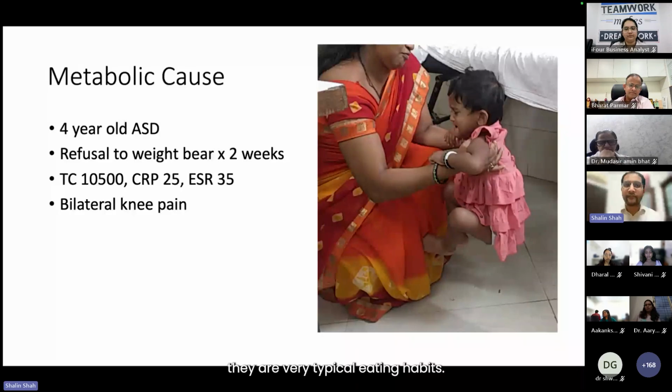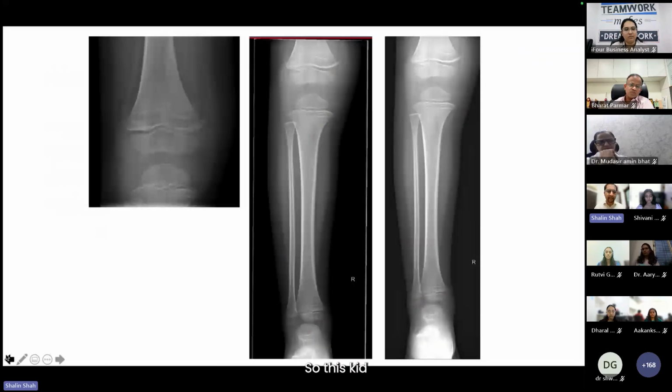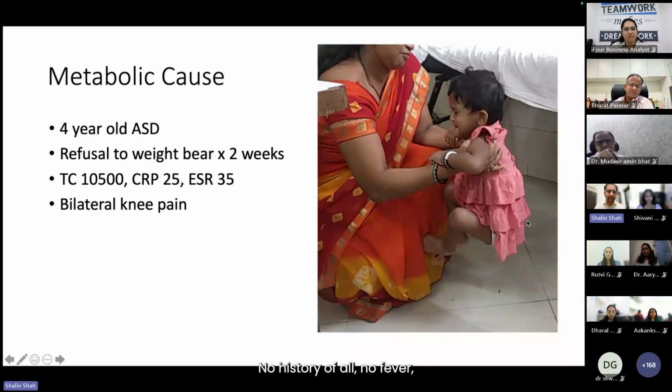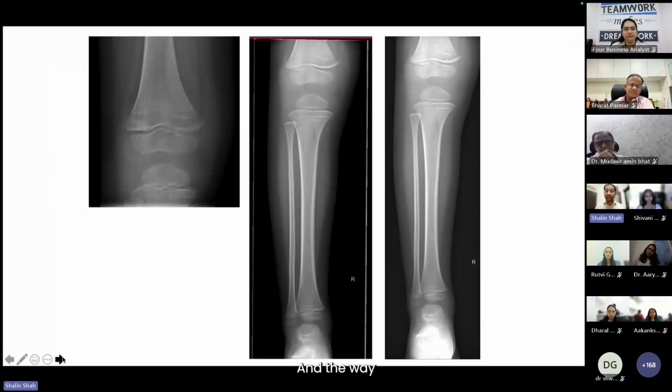These kids have very typical eating habits, and they would prefer some things and not prefer to eat other things. And if they have this bias towards not eating citrusy foods, then they develop this scurvy, and the presentation of scurvy is very, very interesting and atypical. So this kid presented with a 15-day history, no history of fall, no fever, just refusal to walk. They had been to pediatricians and they were not able to diagnose what was wrong. They got blood work and everything was normal or borderline, which is why they were not able to find what was wrong. And because it's bilateral, it suggests there's something metabolic going on.